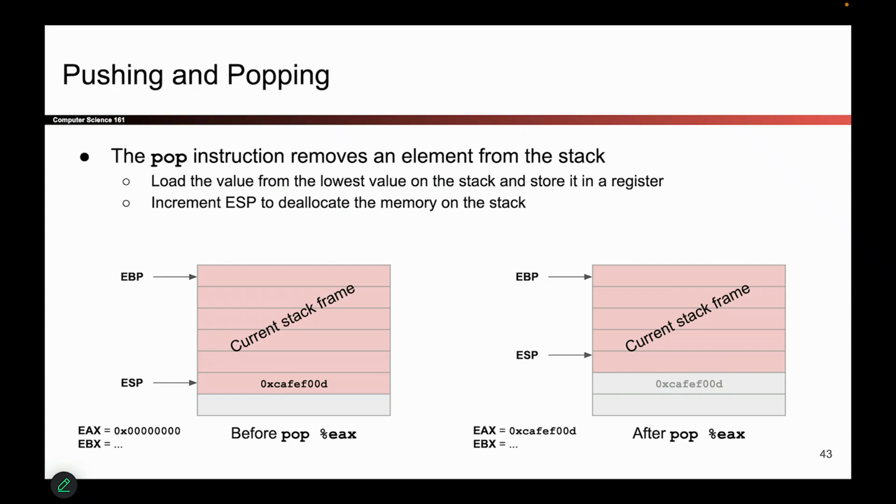And here's the opposite. It's pop. So what does pop do? It takes a value on the stack and deletes it. And when I delete it, I move ESP up to say, this thing that used to be part of the family, it's no longer part of the family. It's been deleted. So I move ESP up to indicate that it's gone.